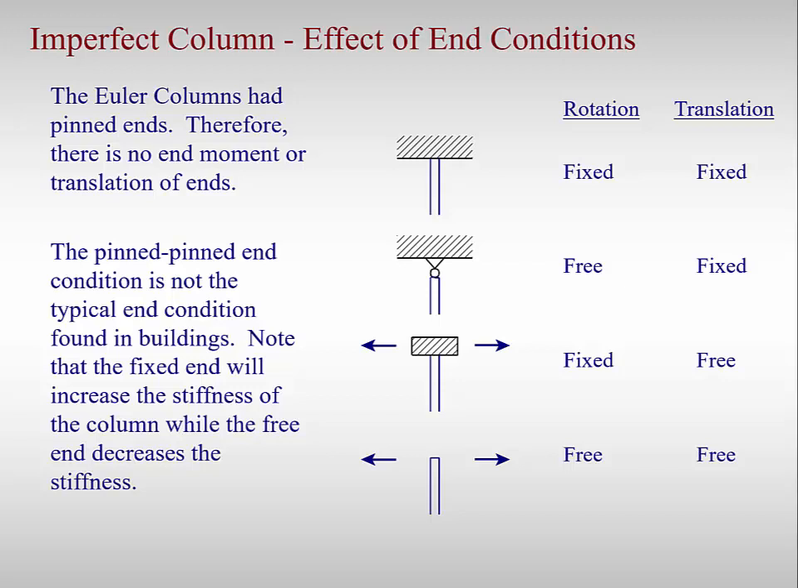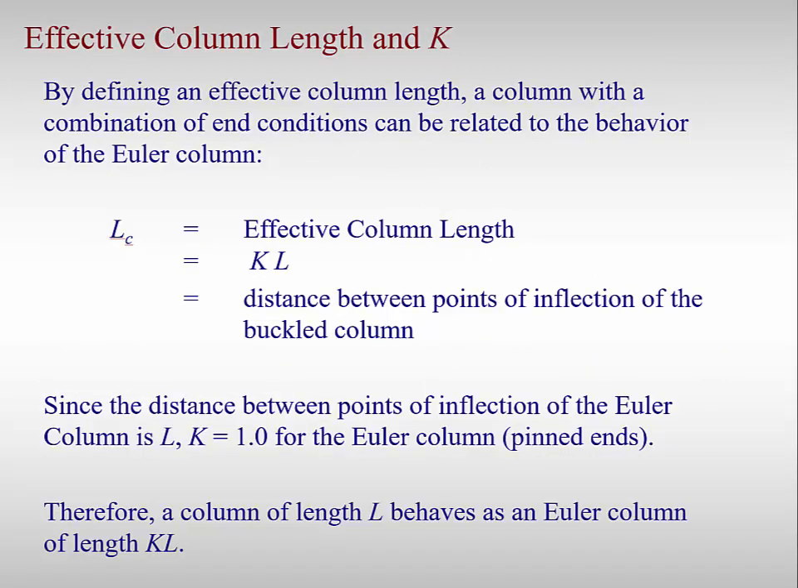Since the end conditions affect the stiffness of the column, and hence its buckling capacity, an adjustment must be made to the Euler formula. We use what is called the effective column length factor, capital K, to account for the change in stiffness due to the different end conditions. The actual length of the column is then multiplied by the effective length factor to arrive at the effective length of the column, L sub C.